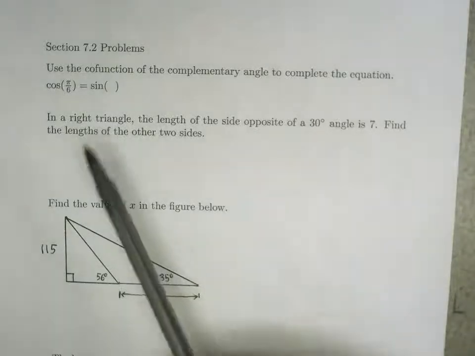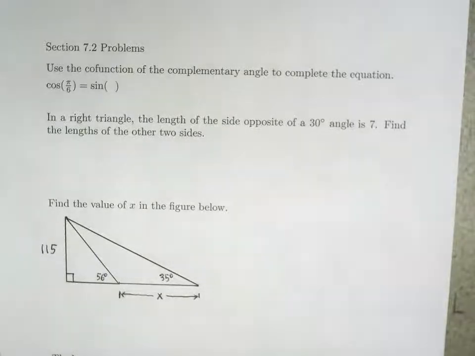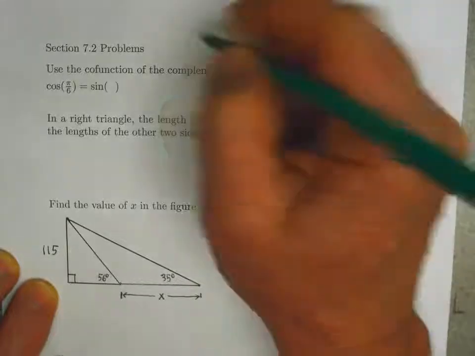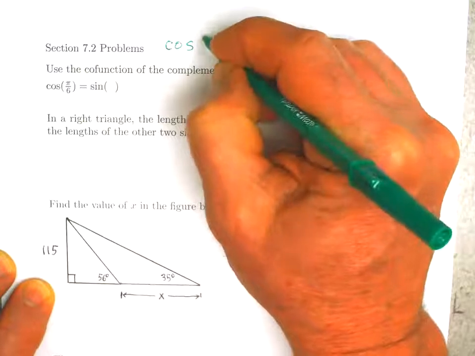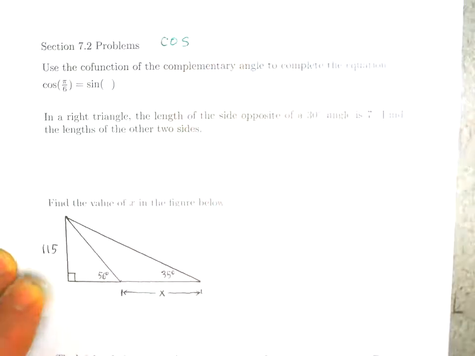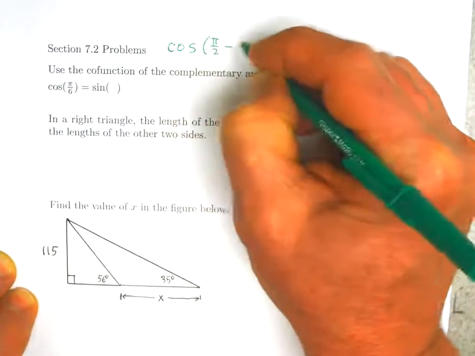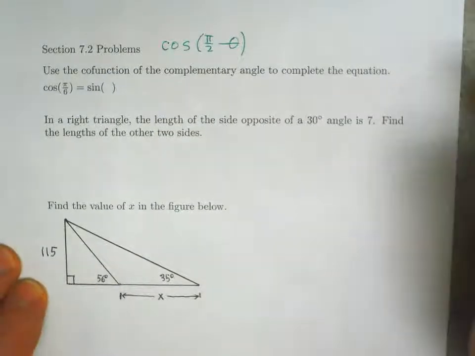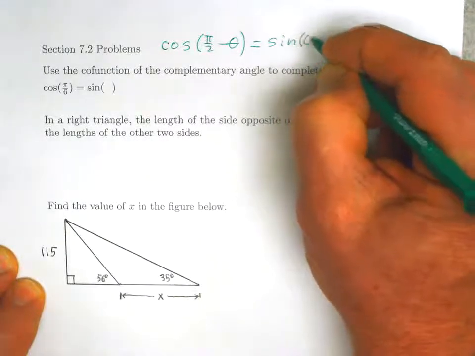Okay, this one says use the cofunction of the complementary angle to complete the equation. So I'll remind you, if you have cosine of pi over 2 minus theta, that's equal to the sine of theta.